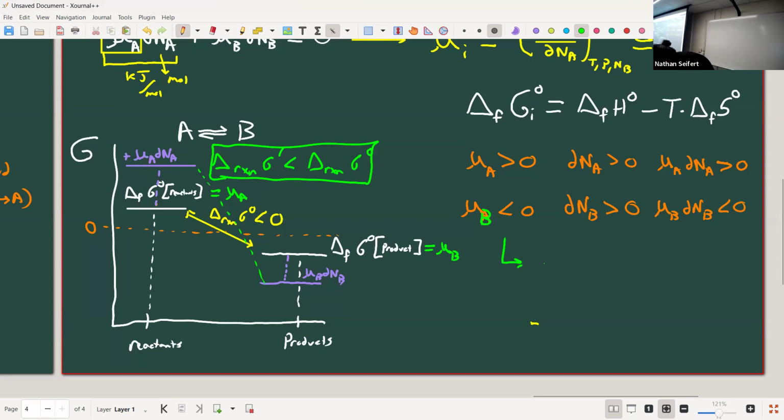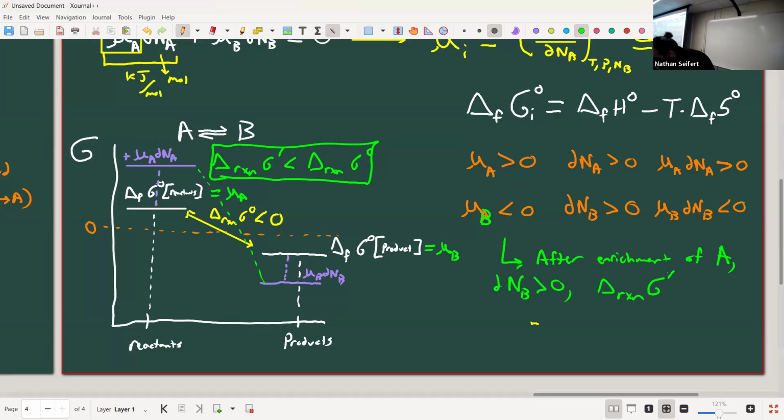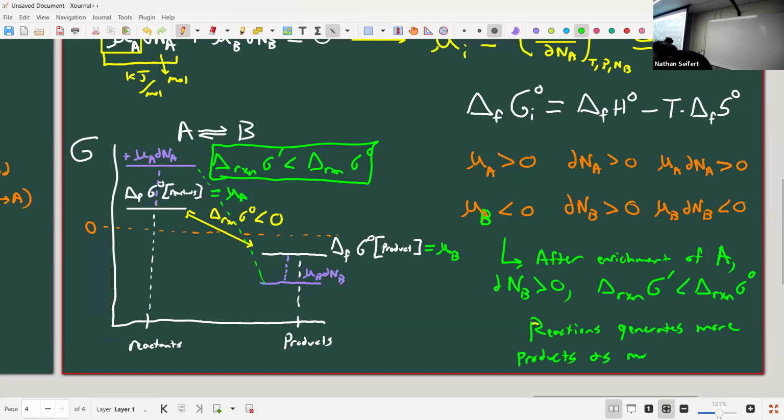So the only conclusion here is that after enrichment of A, the number of molecules of B increases, and that the reaction Gibbs energy at these conditions, which I call prime, is even more product favored than it is at standard conditions. Okay, so this reaction generates more products as more reactants are added.